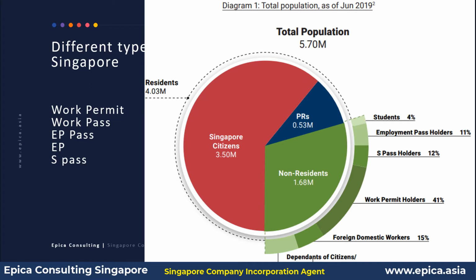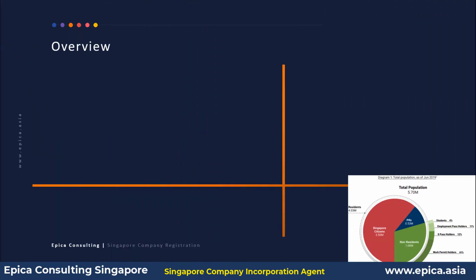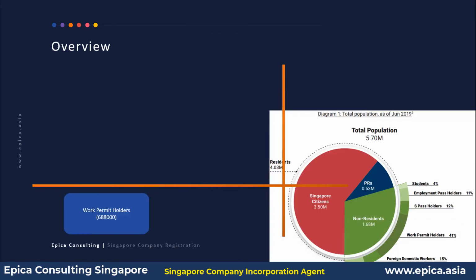So let's start with the main topic of this presentation, and that is the overview of Singapore work permits. At the lowest level of work permits, the first visa type is called work permit, which has a total number of people as of 2019 of around 688,000. This represents the 41% you see in the non-resident population.